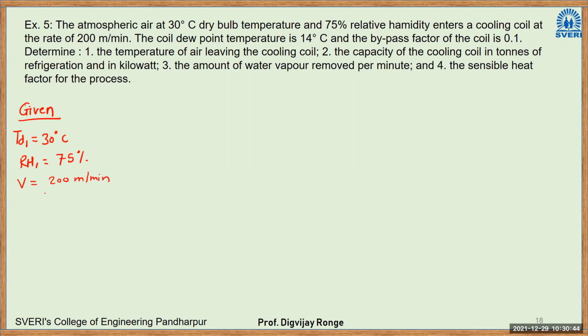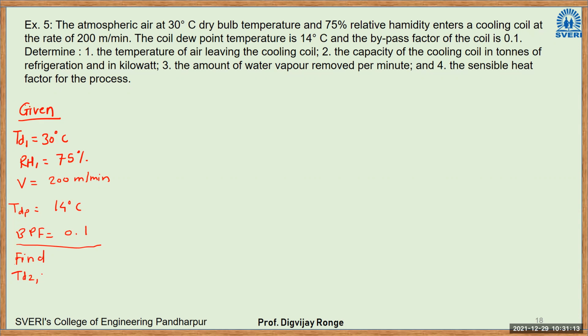Here the coil dew temperature is 14 degrees Celsius. We call it TDP, dew point temperature, here it is 14 degrees Celsius. Bypass factor is equal to 0.1. So here we have to find the temperature of air leaving the cooling coil. So that is TD2.